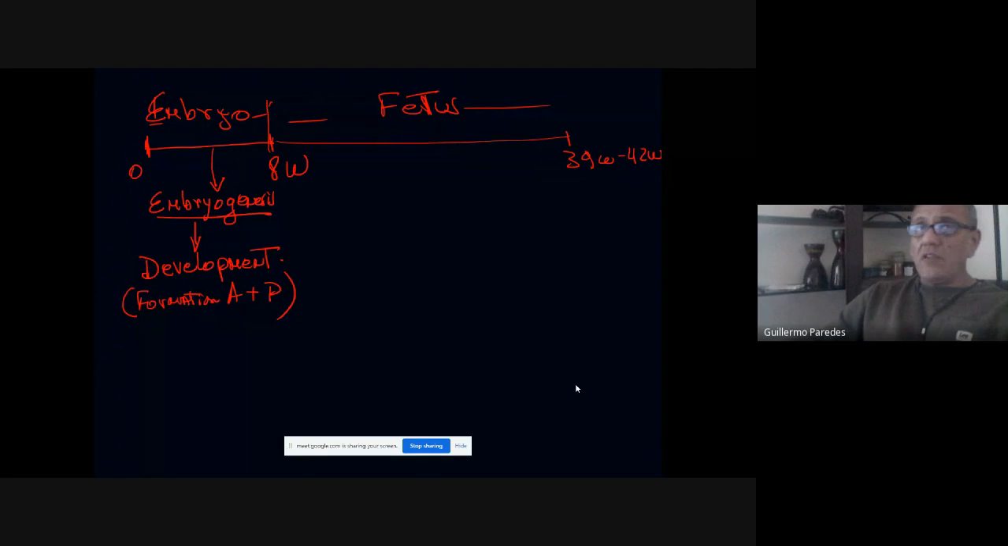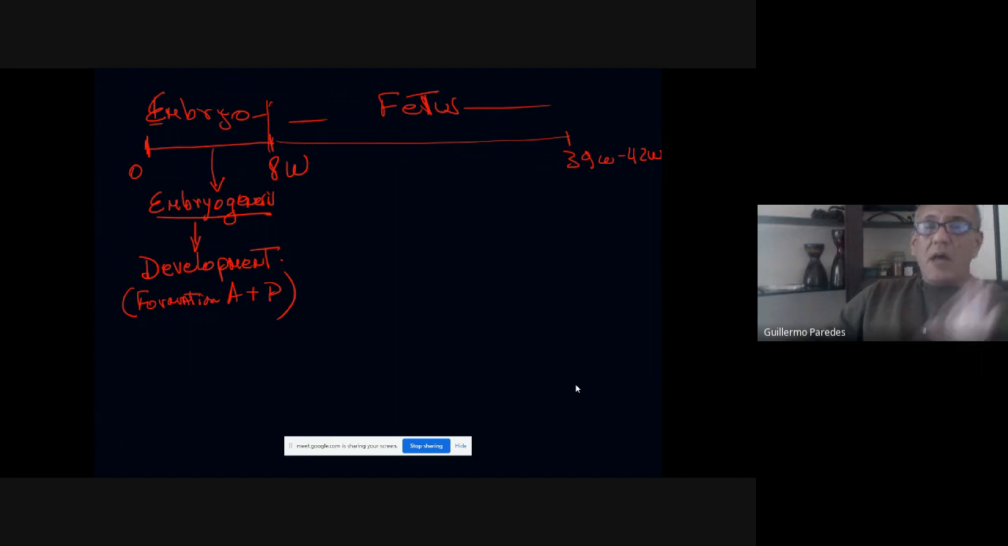How long is it going to last? For 2 months. Actually, 8 weeks. So that's why it is very important to take care of your pregnancy during the first 8 weeks, because mostly you're more susceptible to suffer abnormalities. So be careful with that. Always plan your pregnancy. Plan pregnancy in the best way.